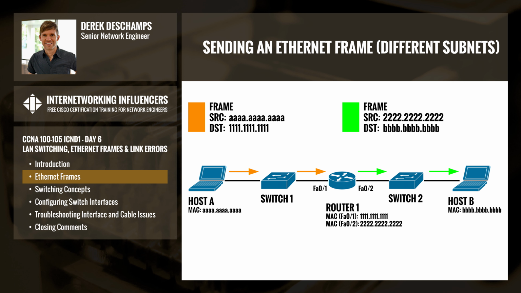If host A and host B were on different subnets that were separated by a router, and host A wanted to send an IP version 4 packet to host B, it would encapsulate the packet in an Ethernet frame, containing its own MAC address as the source and its default router's MAC address as the destination. When the default router received the frame, it would remove the IP version 4 packet and encapsulate it in a new frame, with its outgoing interface as the source and host B's MAC address as the destination.